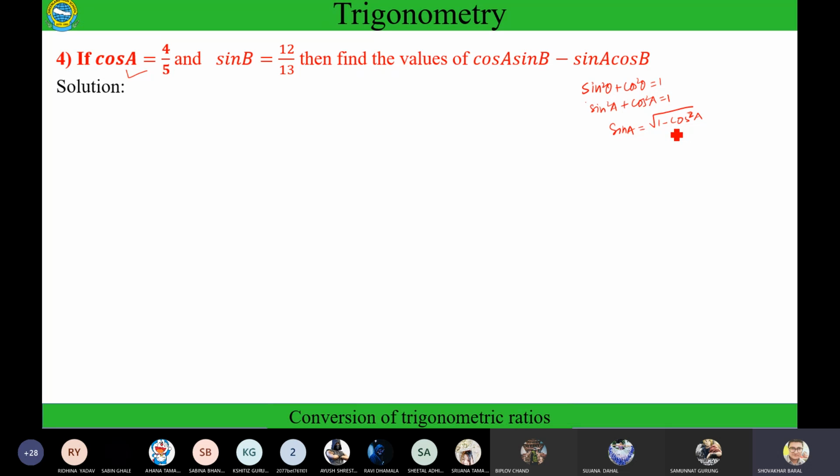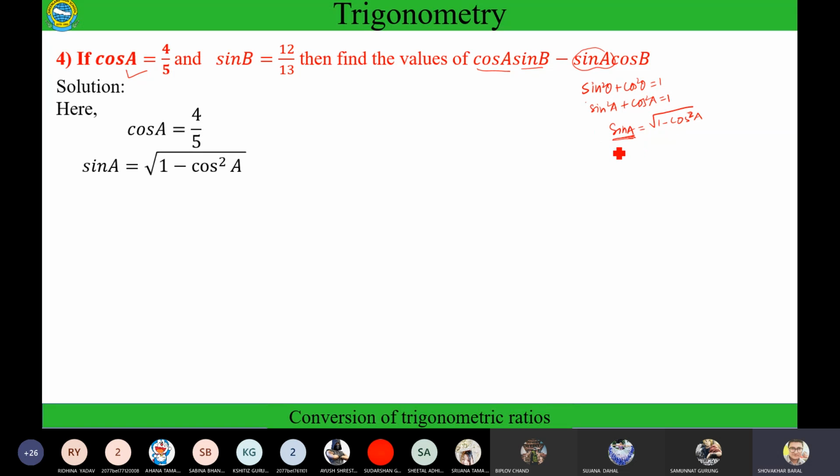Solution here, cos A is equal to 4 upon 5. Since I am going to find the value of sin A, I don't know the value of sin A here. We know the value of cos A and sin B. This is already given in the question, but we don't know the value of sin A and cos B. We will use the mathematical technique to find the value of sin A and cos B. So let's use the formula of sin A. I think you have read this formula. Sin A is equal to square root of 1 minus cos square A. We can use this relation directly.